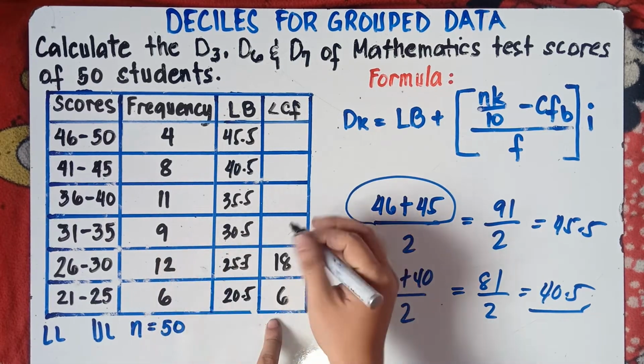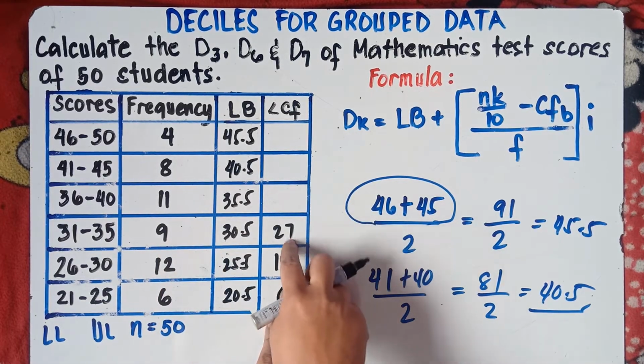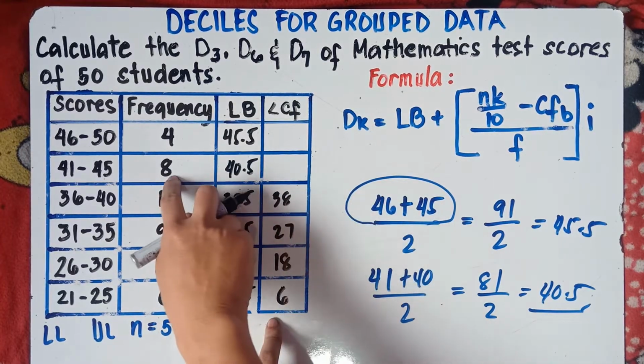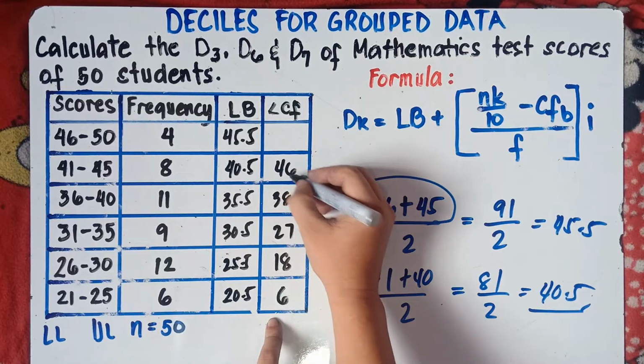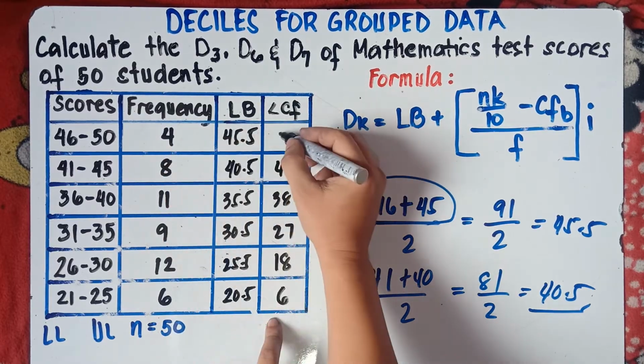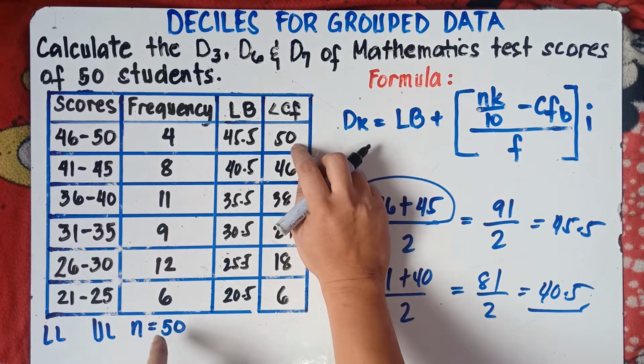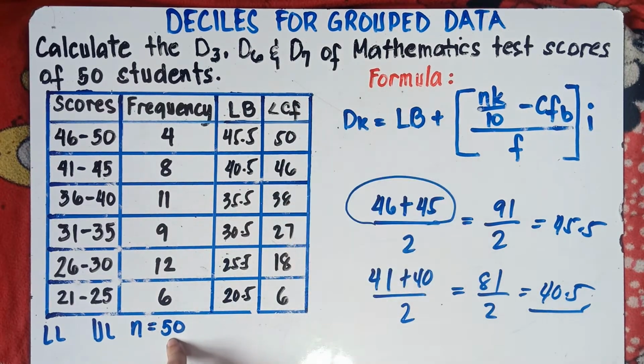18 plus 9, that is 27. 27 plus 11, that is 38. 38 plus 8, that is 46. 46 plus 4, that is 50. Now, the last number class should be equal to the total number frequency. So, 50 is equal to 50. Therefore, our less than CF is correct. Alright, so that's how you get lower boundaries and less than cumulative frequency.